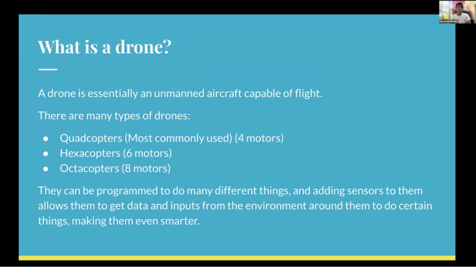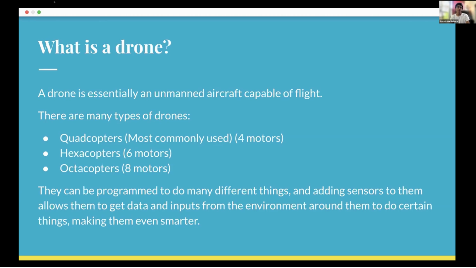So a drone is essentially an unmanned aircraft which is capable of flight, and there are many types of drones taking the form of a quadcopter with 4 motors, a hexacopter with 6, and an octocopter with 8. They can essentially be programmed to do many different things, and adding sensors to them allows them to get data and input from the environment around them to do certain things, making them even smarter.